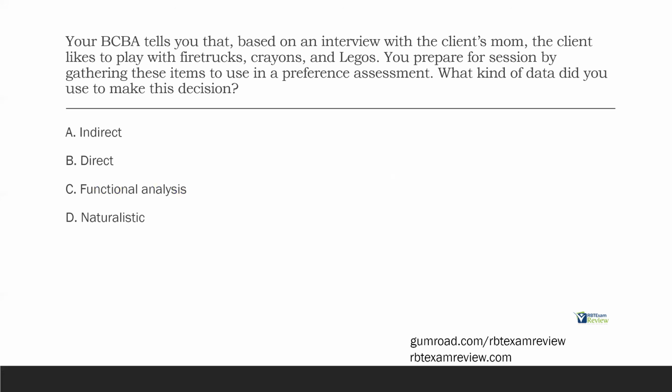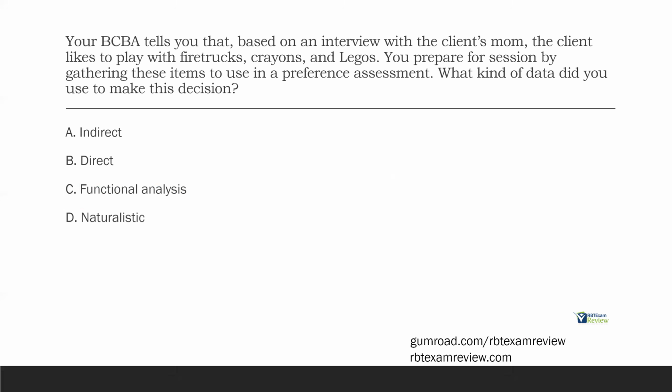Your BCBA tells you that based on an interview with the client's mom, the client likes to play with fire trucks, crayons, and Legos. You prepare for session by gathering these items to use in a preference assessment. What kind of data did you use to make this decision? So what kind of data are we using? How do we know the client likes fire trucks, crayons, and Legos? Well, your BCBA conducted an interview. So the only data we have so far based on this scenario is interview data.